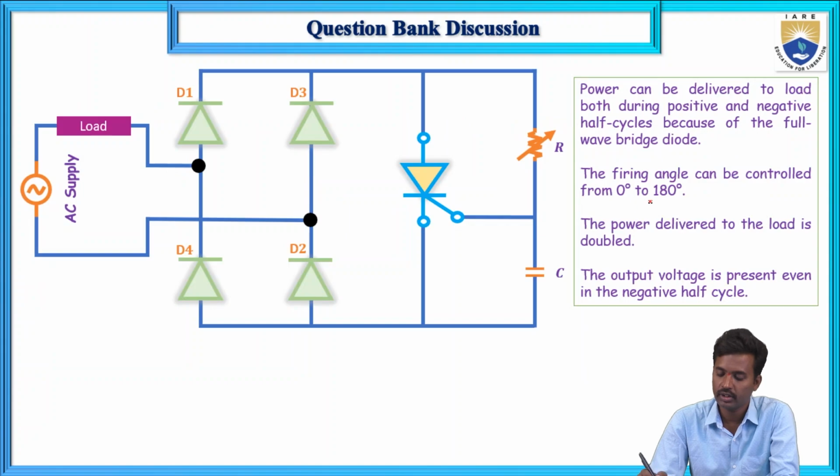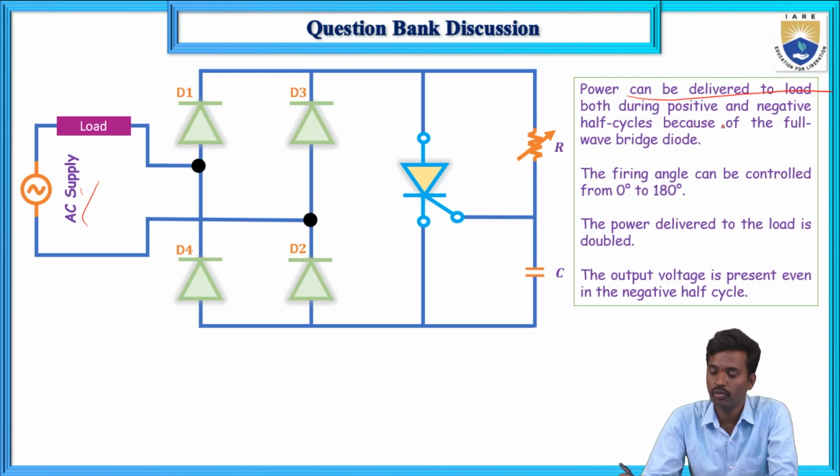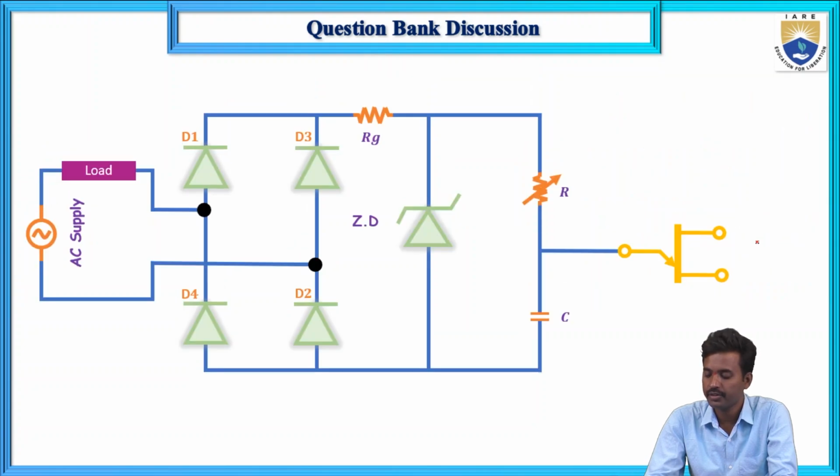So now this is the circuit for the full wave rectifier RC circuit. Power can be delivered to the load during both positive and negative half cycles because of the full wave bridge. So the firing angle is 0 to 180. Power delivered to the load is doubled here, and output voltage is present even in the negative half cycle.